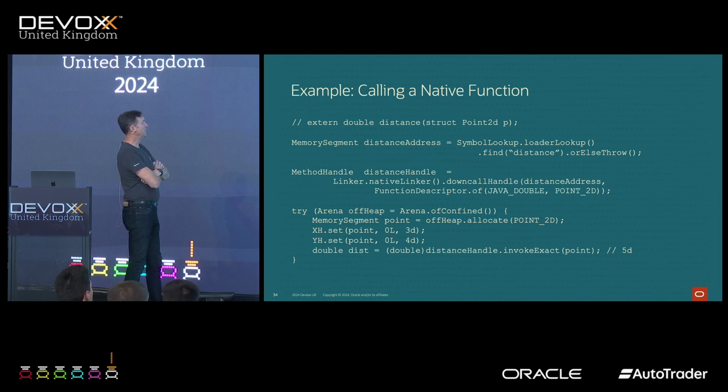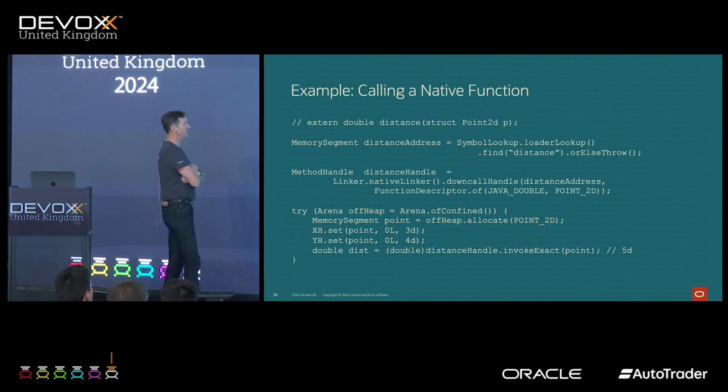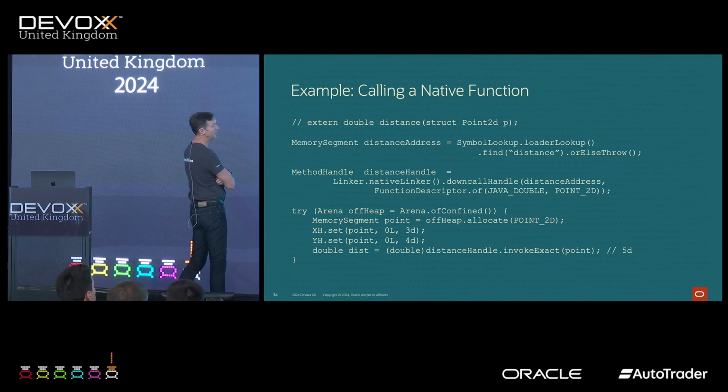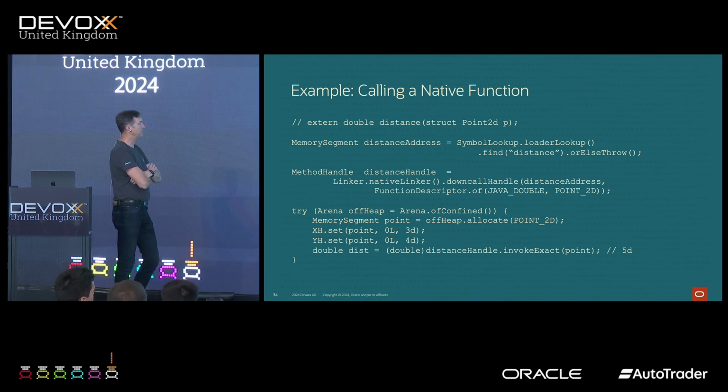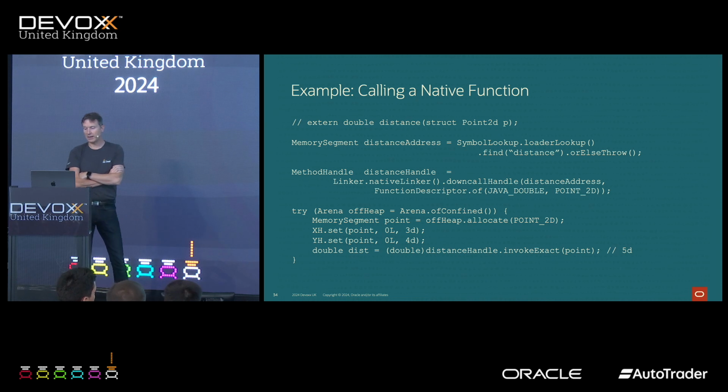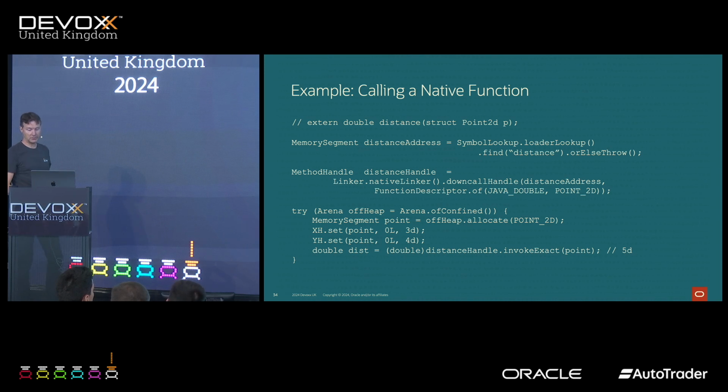We set the coordinates, and then we invoke this method here called the distance handle and provide a point. And that will return 5. And this shows how easy it is to work with native libraries. I will show another example of this in the katas later on.